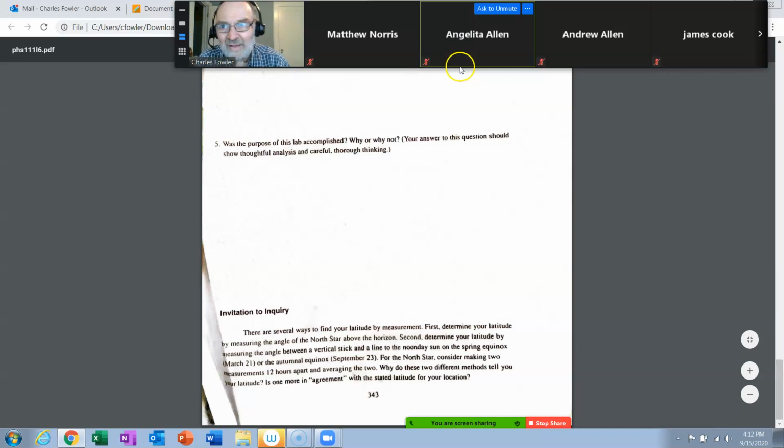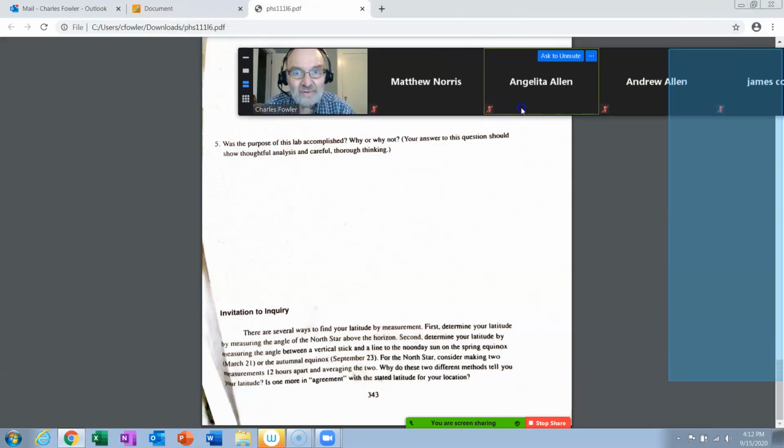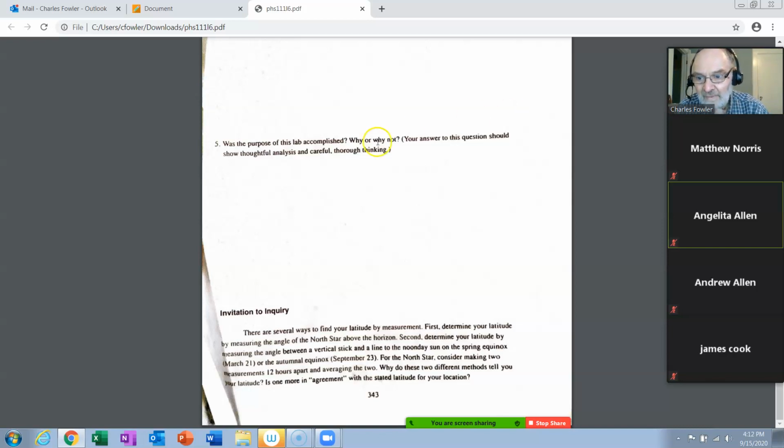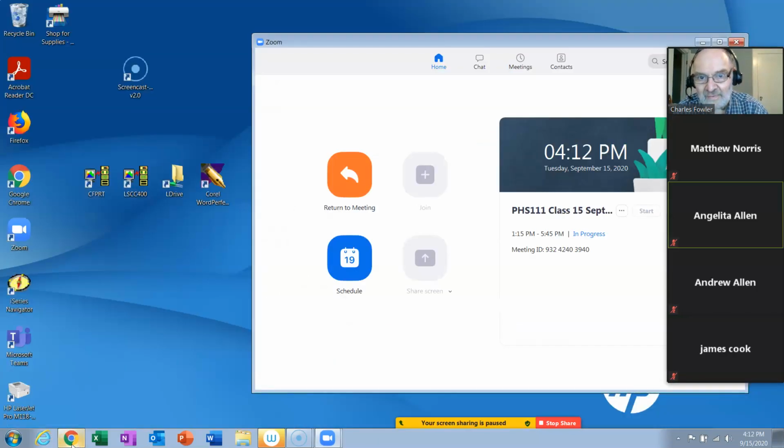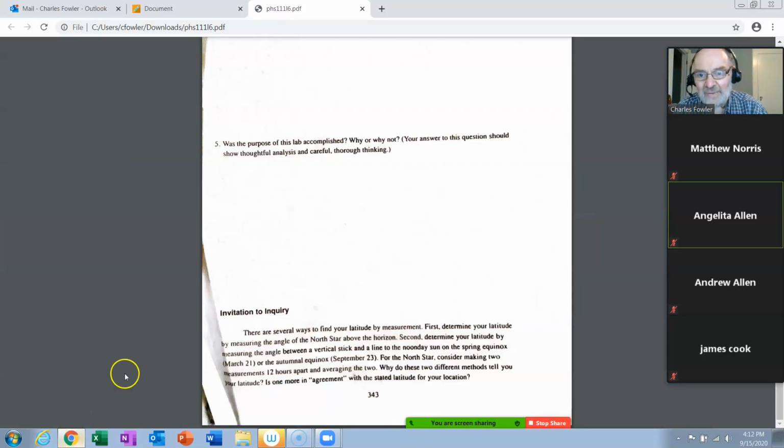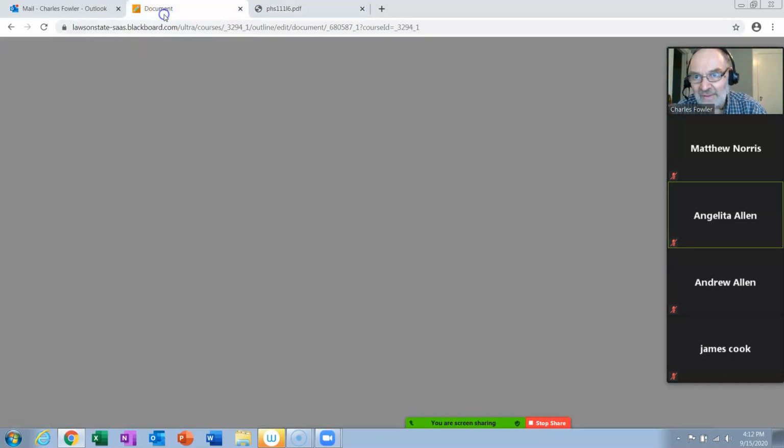I got to move y'all out of the way again, I think, because I want to go to here. Well, where is it? There we go. This was the lab there. I'm going to the document here.